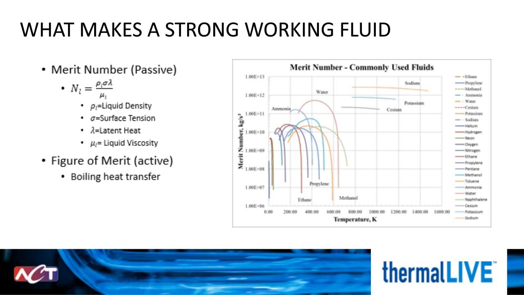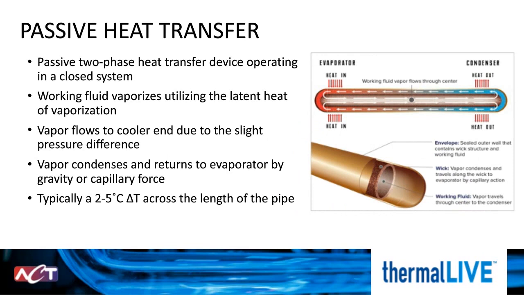There are two ways to utilize the latent heat of vaporization, either passively or actively. A passive heat transfer device, known as either a heat pipe or a thermosiphon, operates in a completely closed system. Since the system is in a vacuum, it will operate along the saturation curve of the working fluid selected. At the hot spot of the system, otherwise known as the evaporator, the working fluid will vaporize.